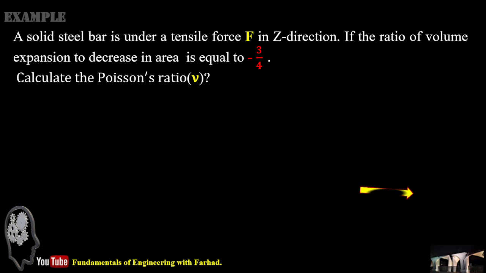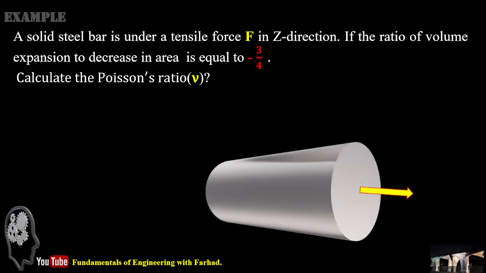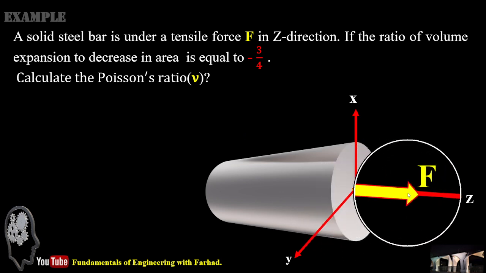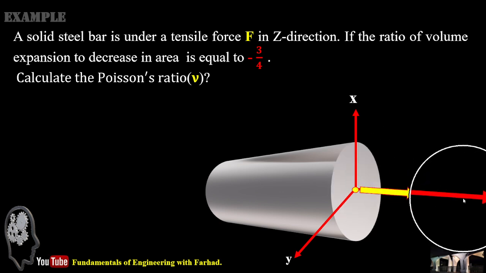In this problem, we have a solid steel bar handling a tensile force of F in the z direction. And if the ratio of volume expansion to decrease in area is equal to negative 3/4, we want to calculate the Poisson ratio nu.